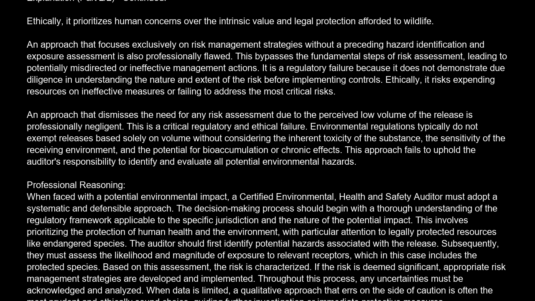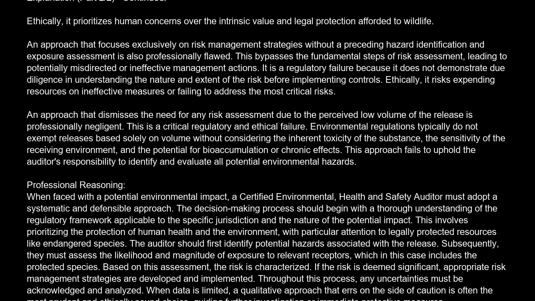An approach that focuses exclusively on risk management strategies without a preceding hazard identification and exposure assessment is also professionally flawed. This bypasses the fundamental steps of risk assessment, leading to potentially misdirected or ineffective management actions. It is a regulatory failure because it does not demonstrate due diligence in understanding the nature and extent of the risk before implementing controls.